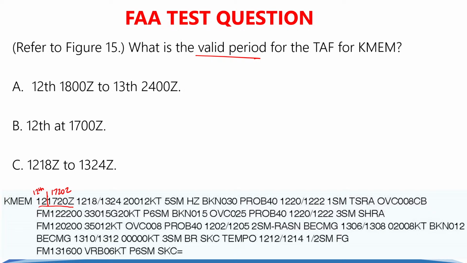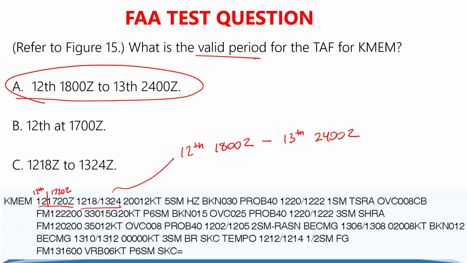What it's asking for is what is the validity period? So we're actually looking for the next line here. If we were to look at that next line, it's basically the 12th day from 1800 Zulu to the 13th day at 2400 Zulu. So that is going to correspond with the correct answer here of A. So just make sure that you skip that first one.